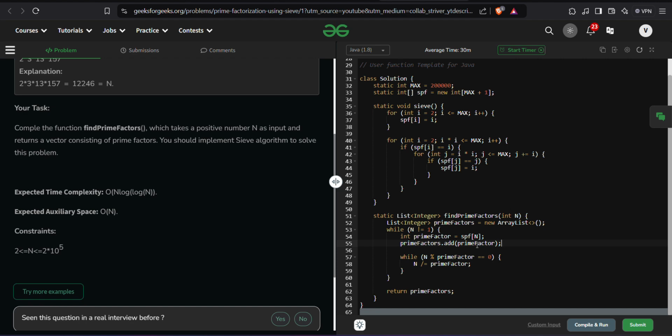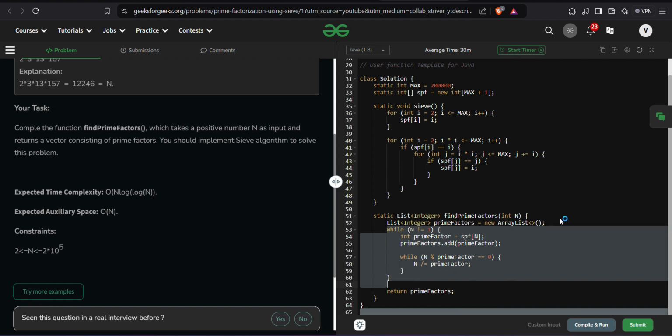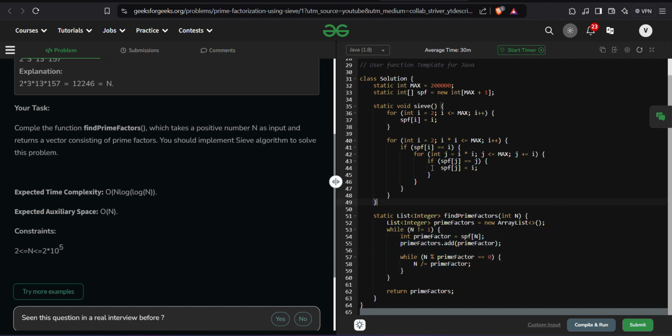Now let's consider one of the queries. We will be iterating a while loop till our number becomes 1. We will be checking our maintained array. We will be fetching the smallest prime factor in big O of one time, as we discussed previously. We will add that prime factor to our list, and we will simply divide our number by that particular factor until it is divisible. The moment it is not divisible, we will move to the next number.